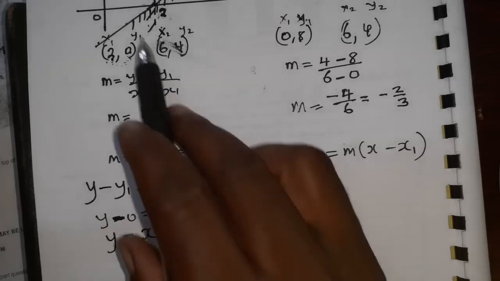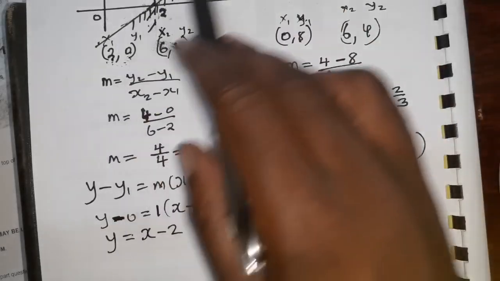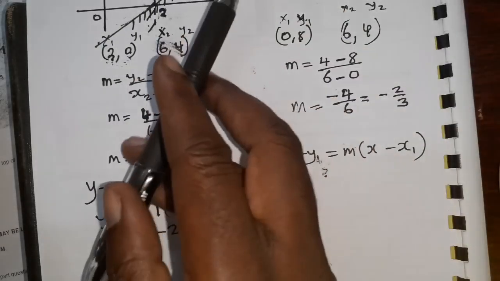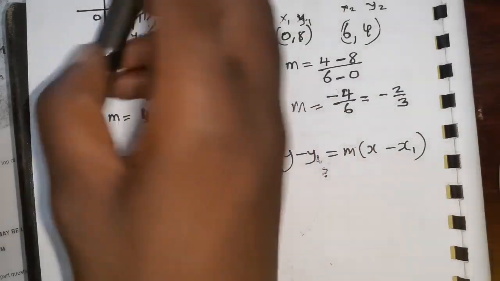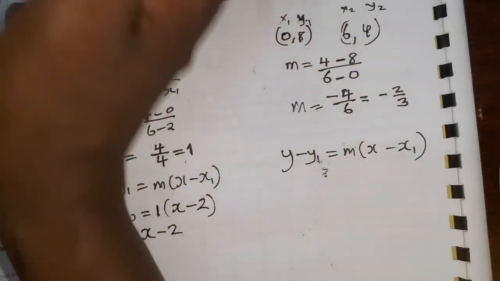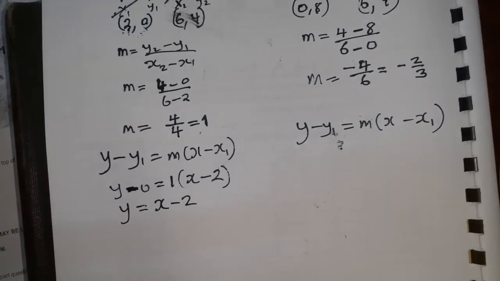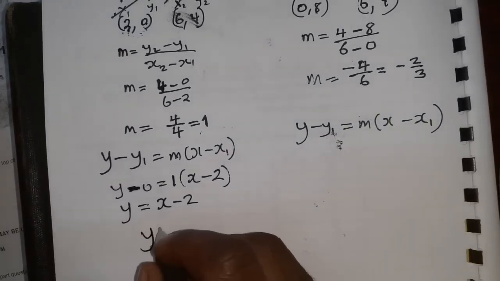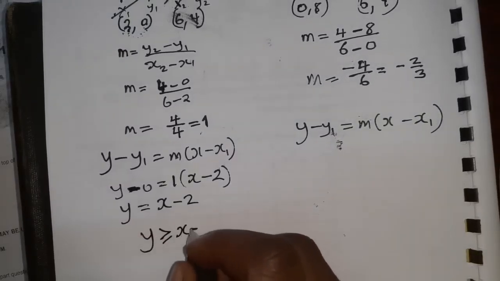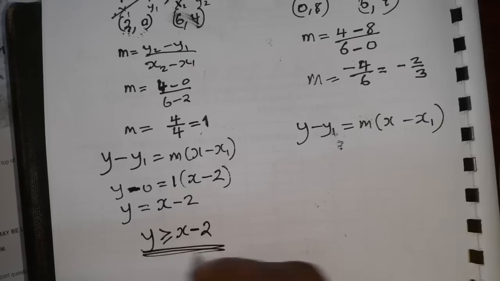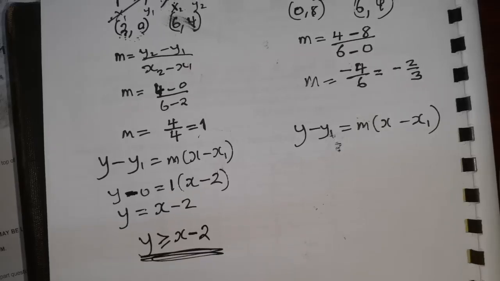Now you should know which one is this? This one. Okay? So this region that we want is above this line. It's greater. So I'm going to write it. Because the line is solid, I'll write it like this. This is what is going to be my other answer.